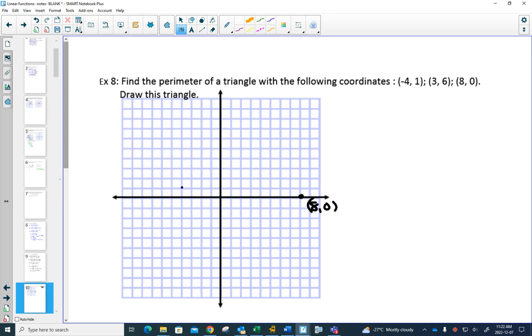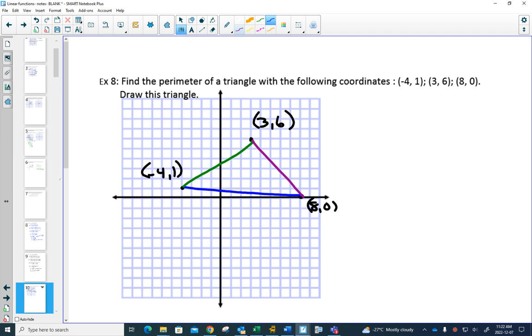-4, 1. And 3. To make it easier to see what I'm doing, I'm going to color code this line in blue, this line in green, and this line in purple.